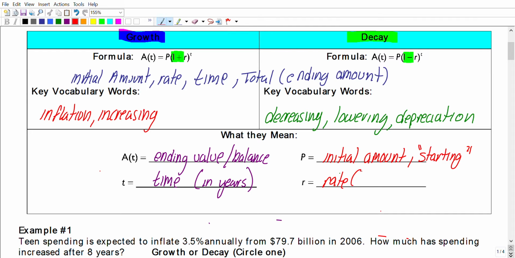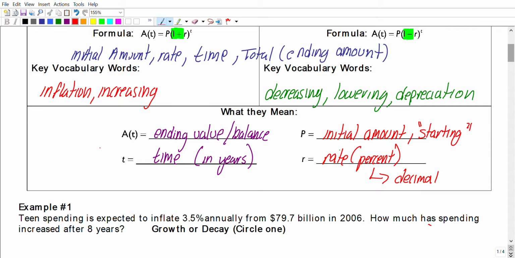Okay, and by the rate we mean percent. You'll usually hear that something increases at 3% inflation. So we're talking about something where we're going to have to turn this percent into a decimal. When we calculate it and put it into the equation, we're going to have to turn it into a decimal.